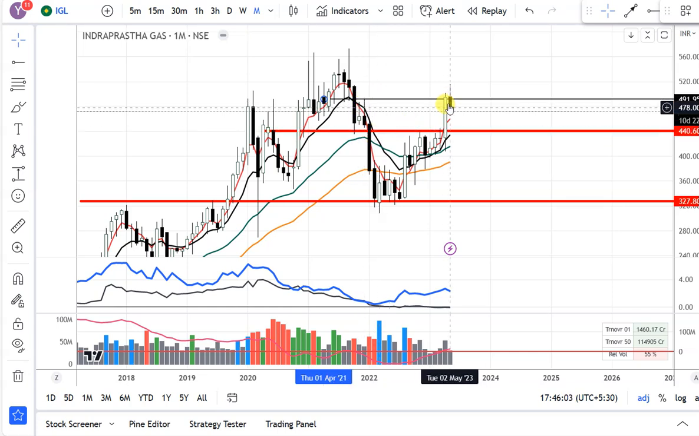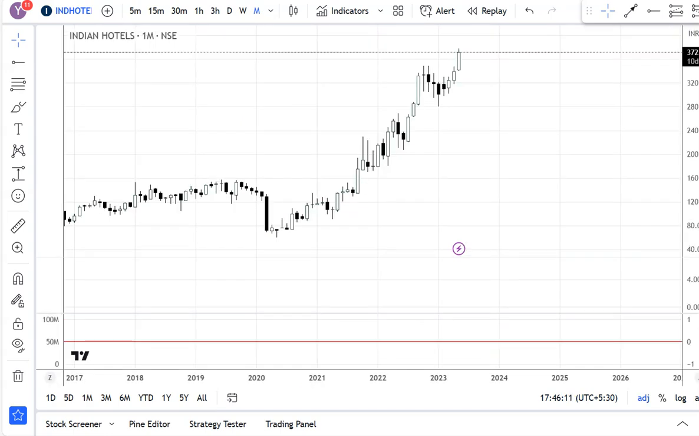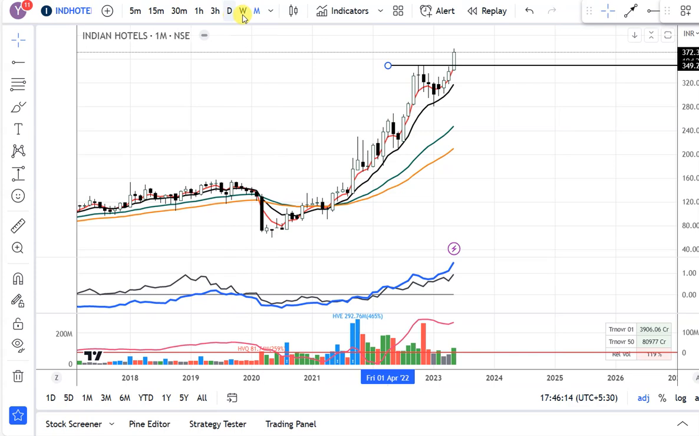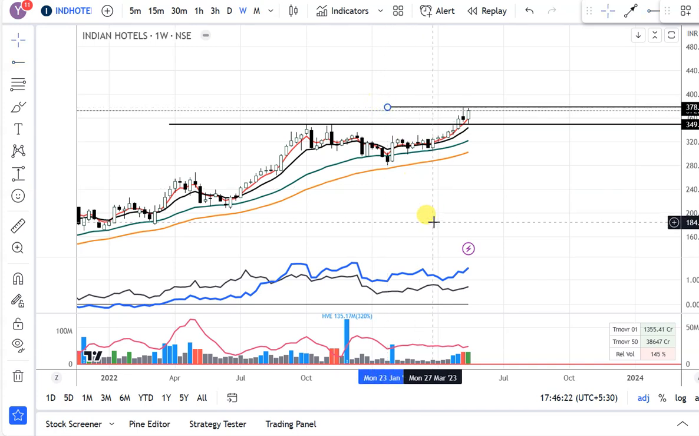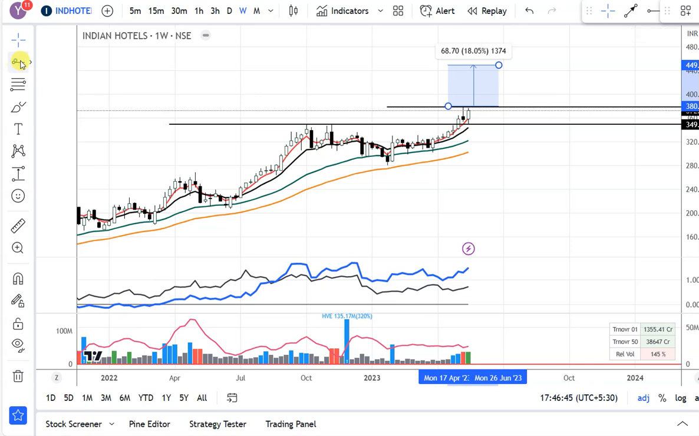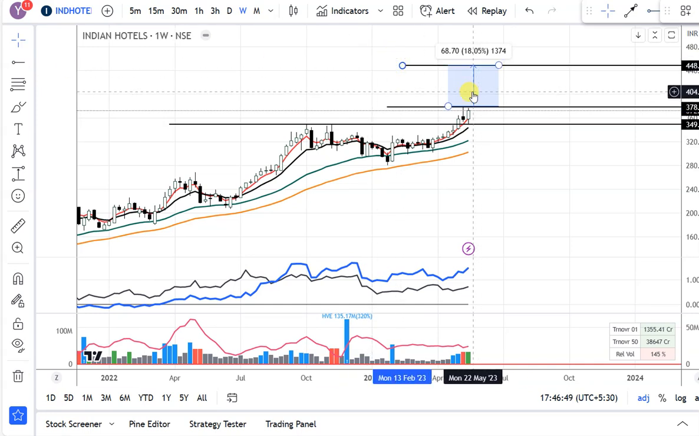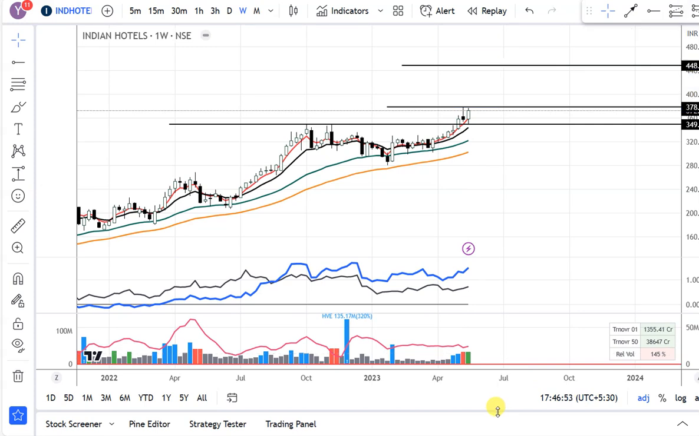Indian Hotels, a wonderful breakout has happened. So write down Indian Hotels: about 380 looks strong, 350 is the weakness, and the possible rally that can happen is to the 450 area, so 448. So 450 is the area that is possible. Above 380 the strength can be seen, weakness can come below 350, and the possible area that it can reach is around 450.